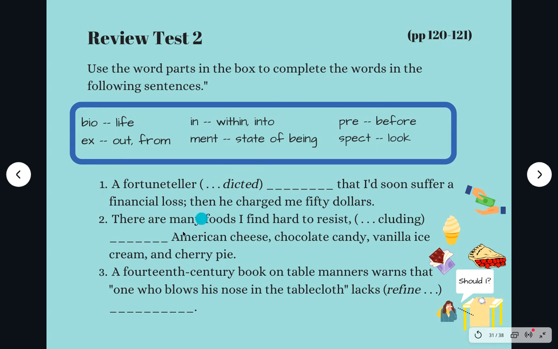He predicted. Two, there are many foods I find hard to resist, something including something, American cheese, chocolate candy, vanilla ice cream, and cherry pie. I think I would choose including. A 14th century book on table manners warns that one who blows his nose in the tablecloth lacks refine something. I would choose this, refinement, for that one, a state of being.